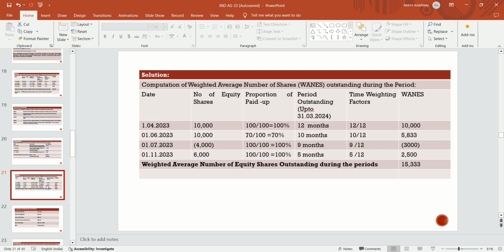Now the company bought back 4,000 shares on 1st July 2023. The face value of the shares is 100, so the proportion is 100 divided by 100, so 100%.